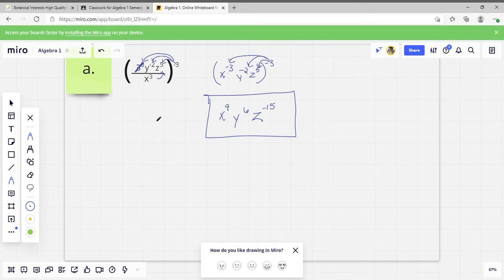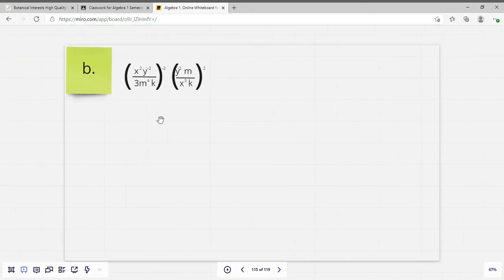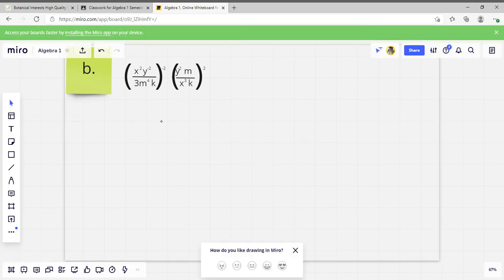Okay, so what you got to do is if you have a fraction on the bottom, you got to move that to the top. All right, I'm going to work another one. All right, so first thing I'm going to do is get rid of this fractional part of the exponent. So I have to move those to the top.